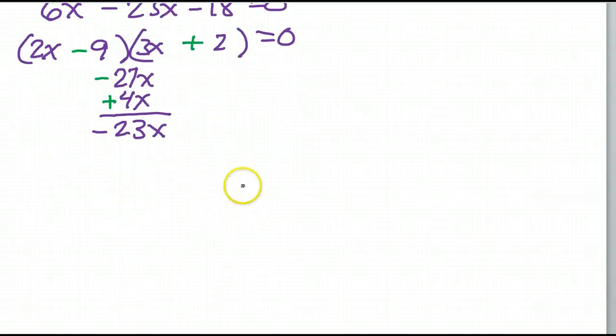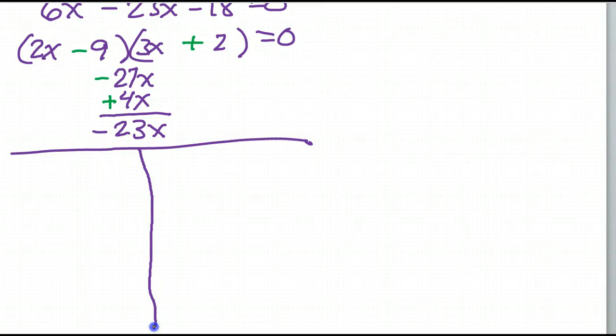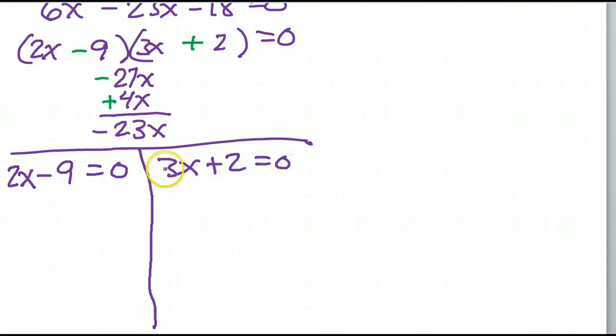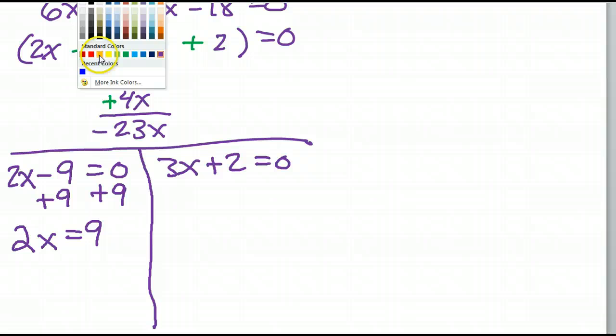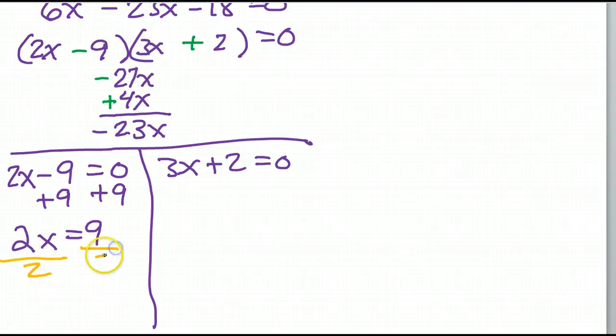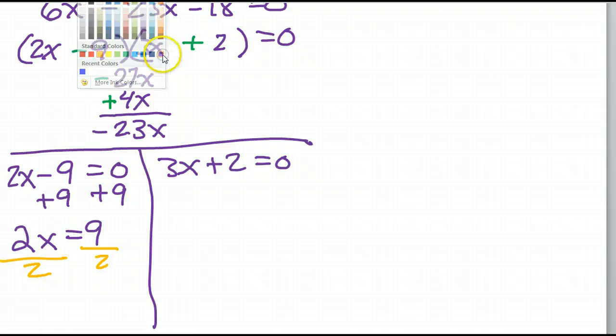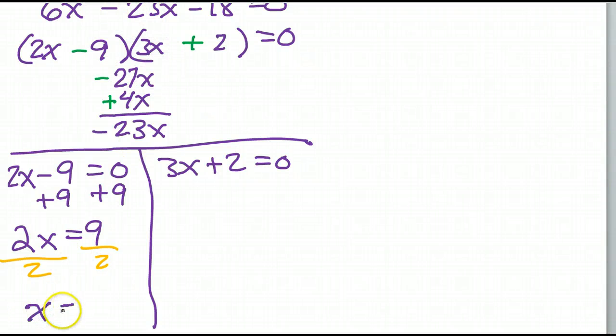Alright, so let's go ahead and do our zero product property now. Okay, so if I do 2x minus 9 equals 0 and 3x plus 2 equals 0, I will get my two solutions. So on this one, I will have to add 9 to both sides, so that'll give me 2x equals 9, and then I'll divide by 2 on both sides, so that's going to give me x equals 9 over 2.